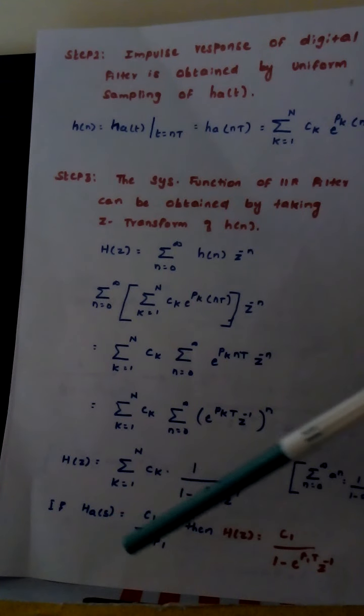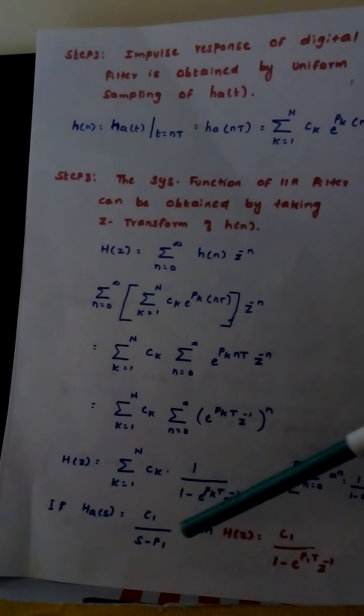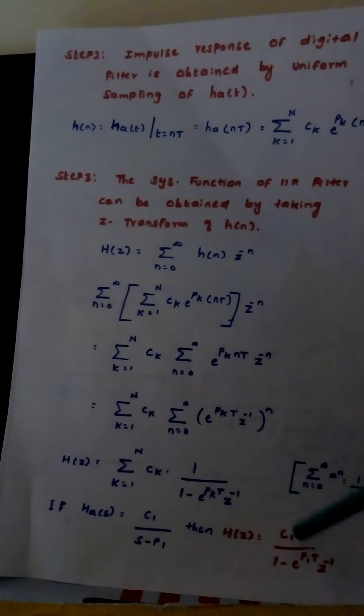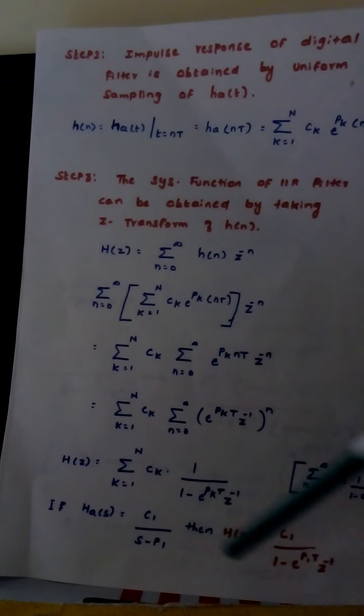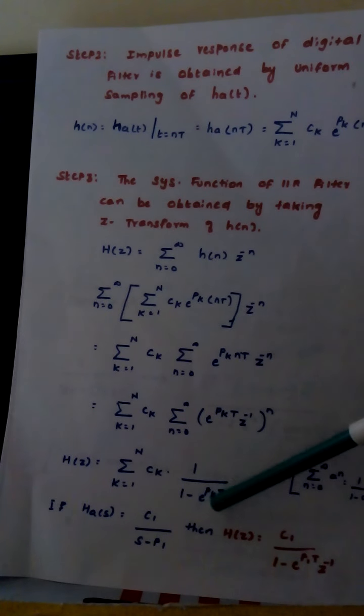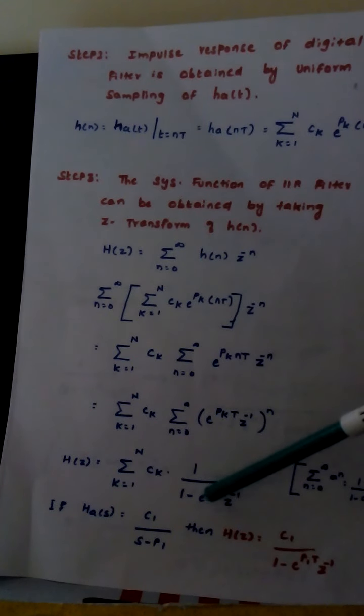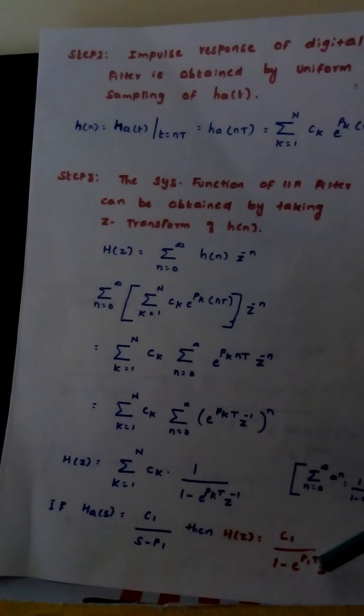For example, if you are taking H of S as c1 divided by s minus p1, then H of Z we can write directly, c1 will come as constant as it is, and the pole we can write as 1 minus e to the power of, instead of pk here we have p1, so p1 into T into Z to the power of minus 1. So this is the transformation from H of S into H of Z in the impulse invariant method.